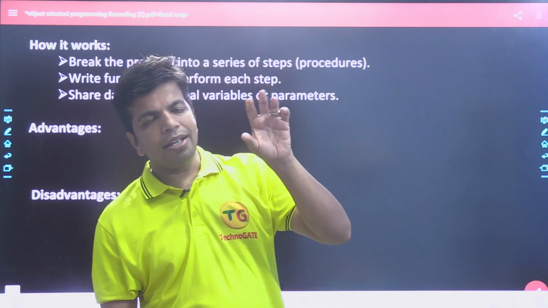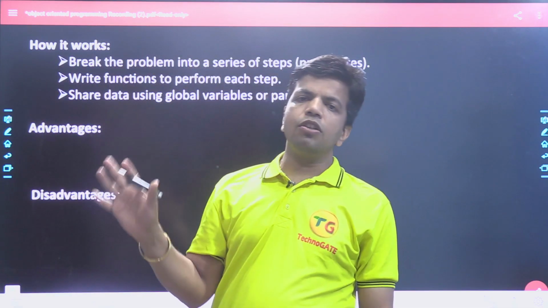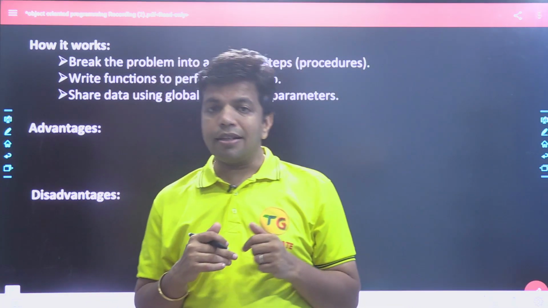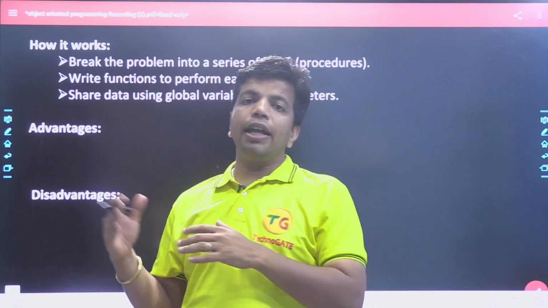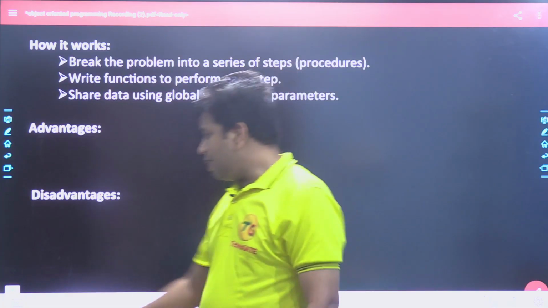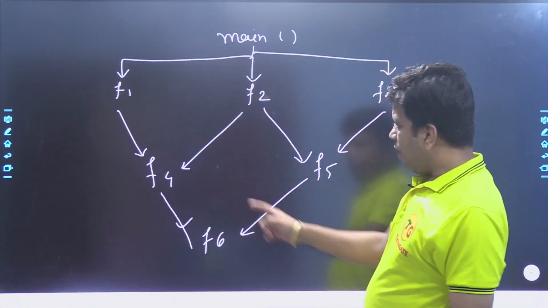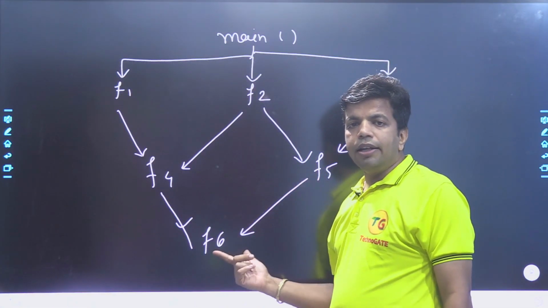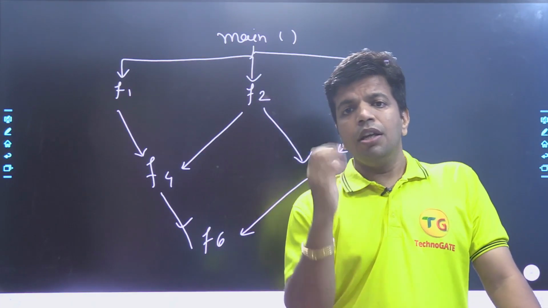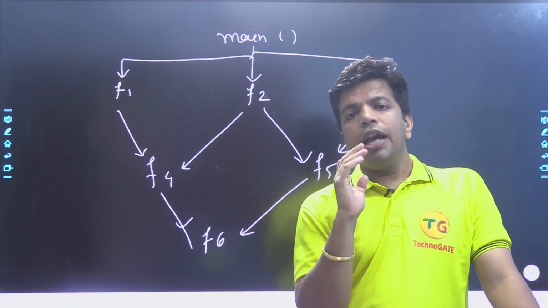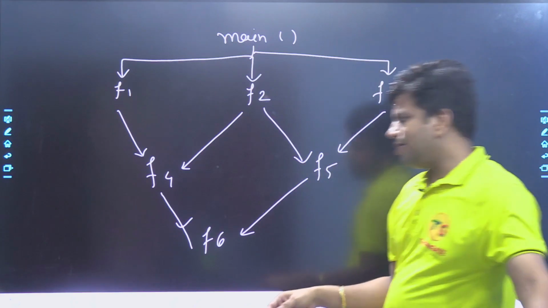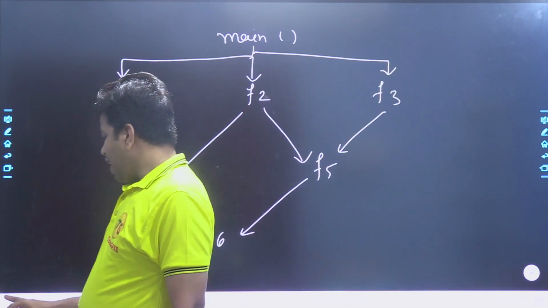Suppose there is a function 6, you need to make a definition of function 6, and suppose different functions are going to call function 6. So no need to write the same code again and again. You can directly call that particular function at that particular location. Like you can see here, F4 and F5 both want the definition of F6. So no need to write the definition of F6 two times. Just write the definition one time and call the F6 function in F4 as well as in F5 like this. Okay.